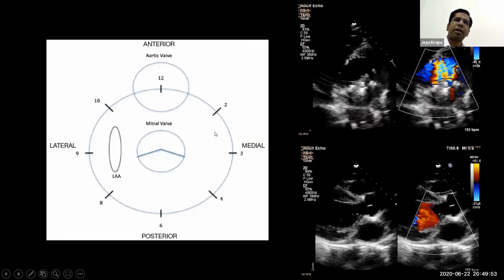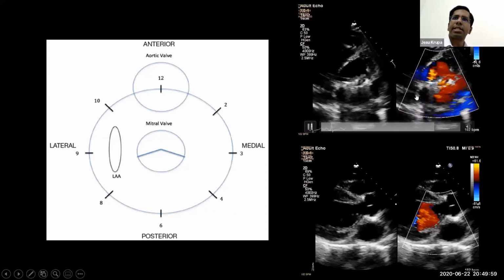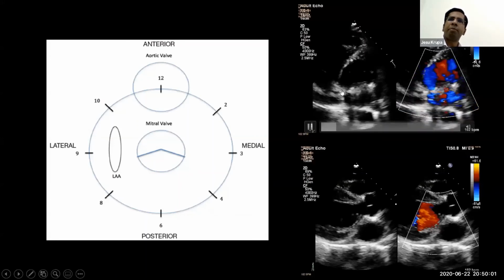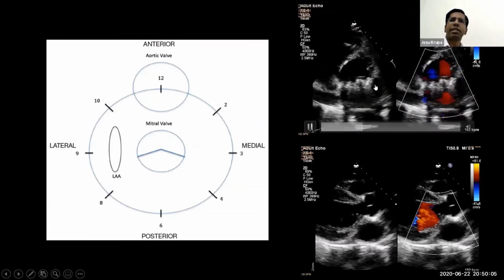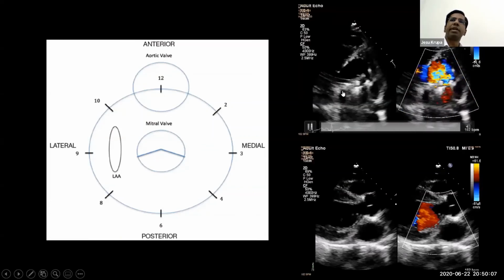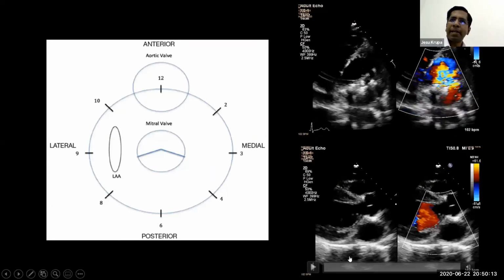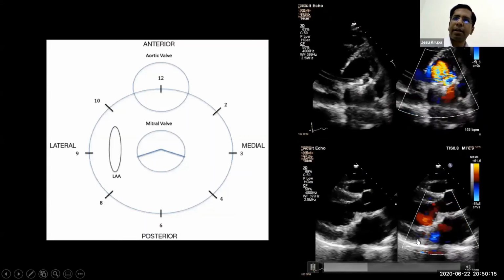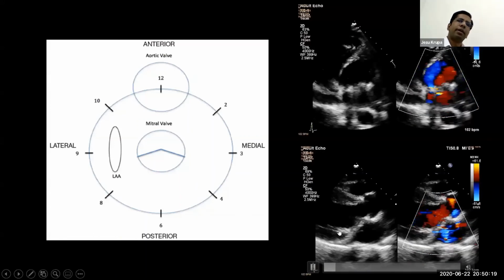Now, if we look from the bottom, this is how it will look. So what you can see here is the regurgitation, which is coming close to the posteromedially. So the posteromedial commissure would be here, anterolateral commissure is here, and this is posteromedial. So this is posteromedially. And how can I confirm that it is posterior? I can see this jet which is coming posteriorly. So it is not anteriorly, it is going posteriorly.